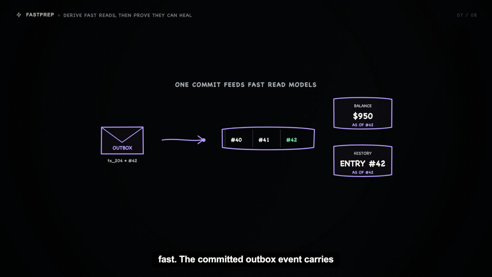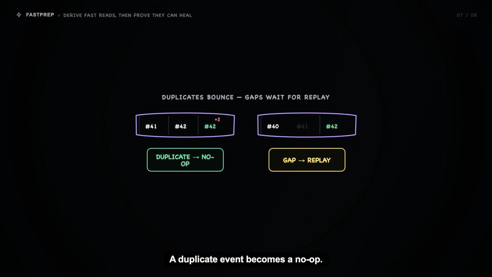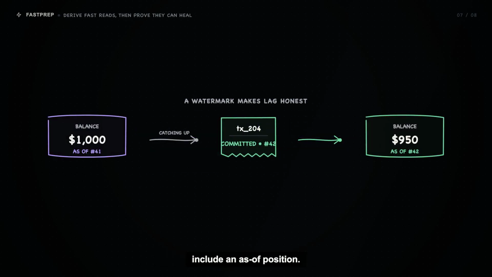The committed outbox event carries transaction 204, its ledger position, and each account sequence. A projection worker appends history and updates balance only when it sees the next expected sequence. A duplicate event becomes a no-op. A gap triggers replay instead of a guess. Balance and history responses include an as-of position, so a caller can see that Alice's balance is current through sequence 41, while transaction 204 is already committed at 42. Transaction status comes from the authority even while the projection catches up.